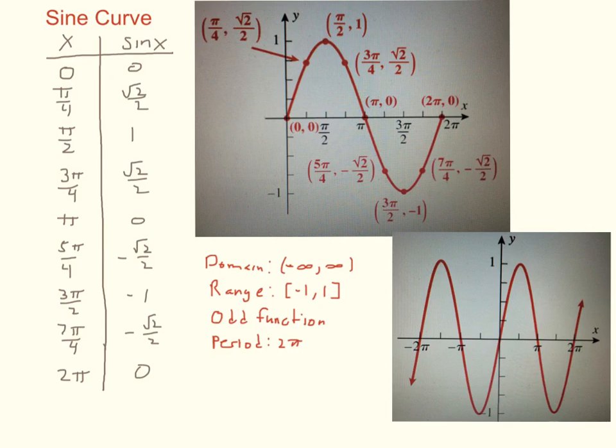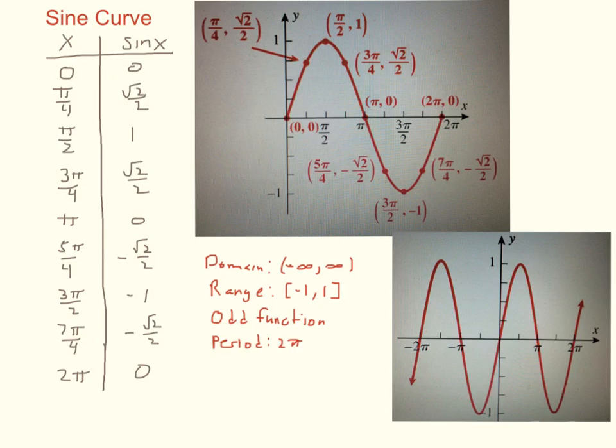Now, the thing to remember with the sine curve: the domain of the sine curve is negative infinity to infinity. Therefore, you know that there will never be any vertical asymptotes in a sine function. It will just have this wave pattern that you see here, going up to 1, down to negative 1, and back and forth like that. That will continue on forever. The range is going to be from negative 1 to 1, which you can see from the graph.